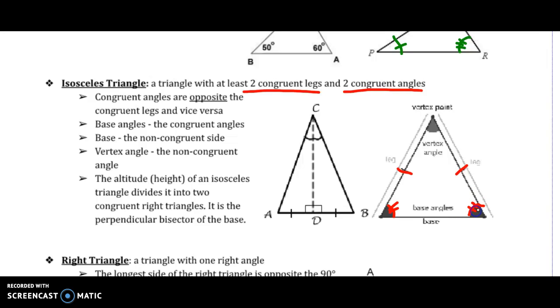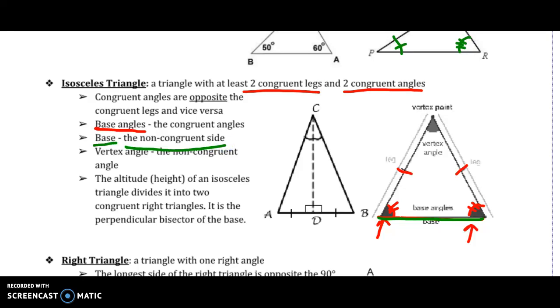Right? So the congruent sides are opposite the congruent angles, and vice versa. If we know the two congruent angles, we know which two sides are congruent. If we know the congruent sides, we know which two angles are congruent. We call the congruent angles the base angles because they lie along the base. Here's the base. So that's a base angle, and that's a base angle.